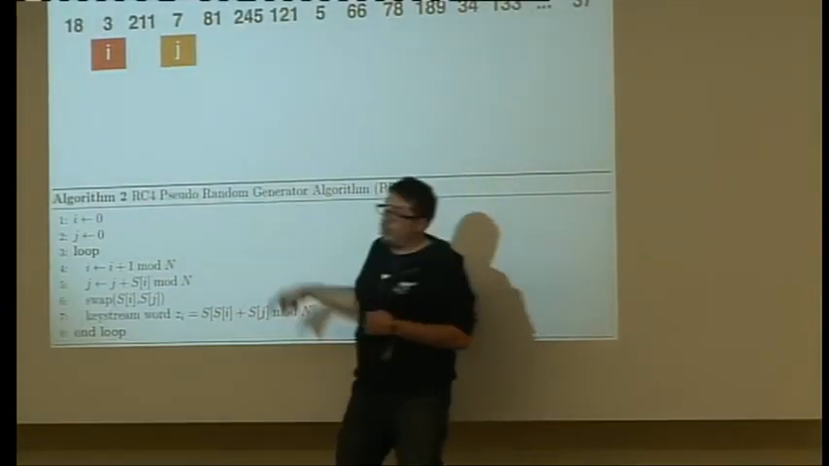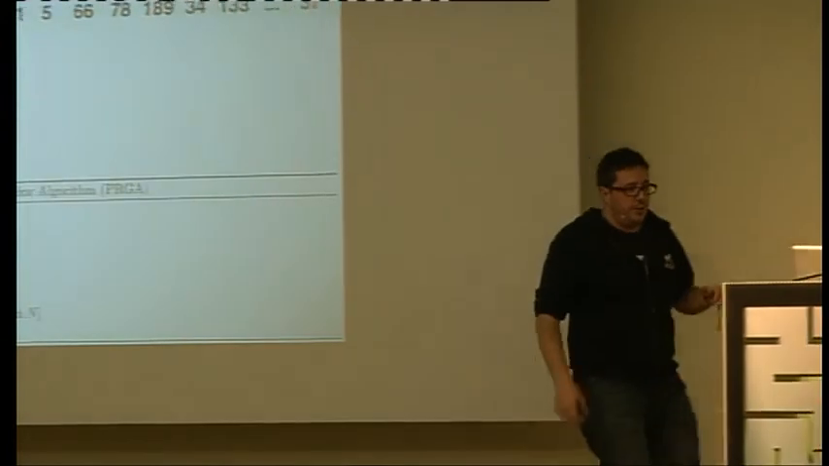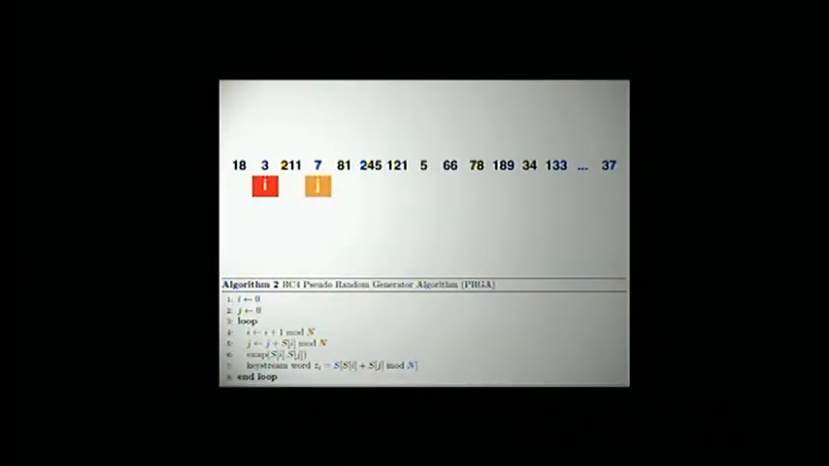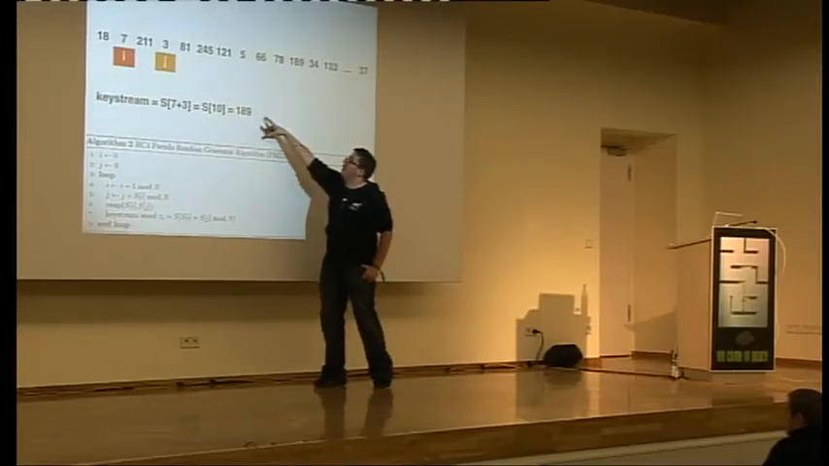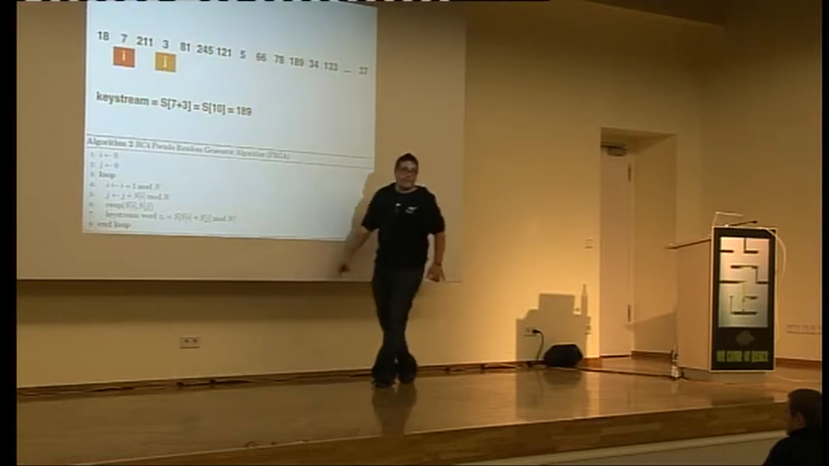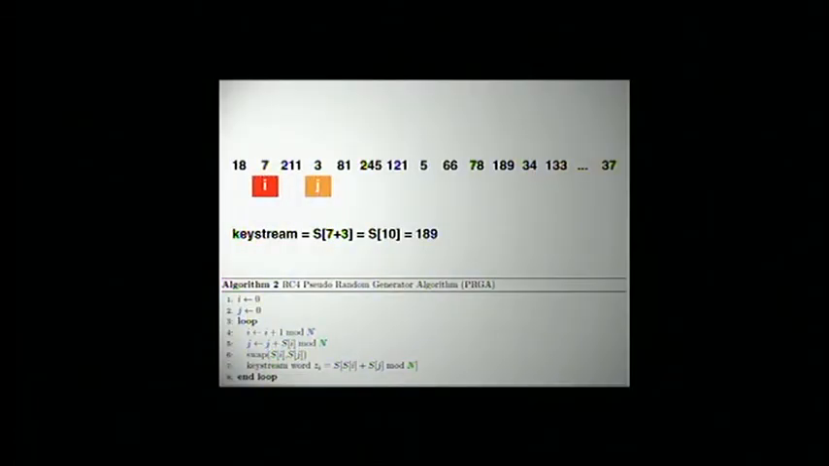Then what you do is you're just swapping both values. So you're modifying a little bit the table. And then to obtain the first key stream byte, you just take S of I plus J, so 7 plus 3, which is 10. And then you take the value at S of 10, which is 189. So that's what you are doing to have one key stream byte.